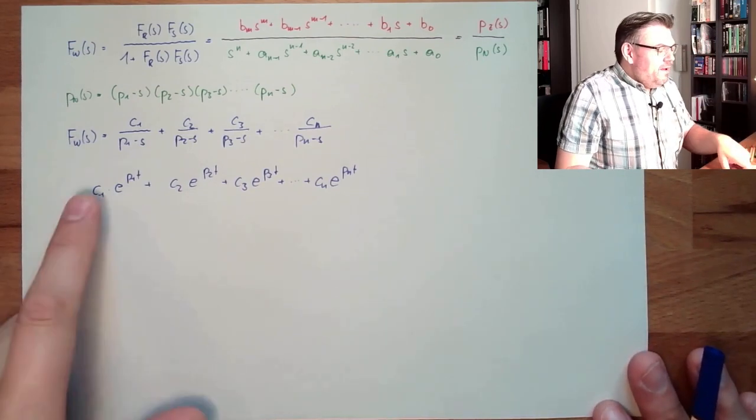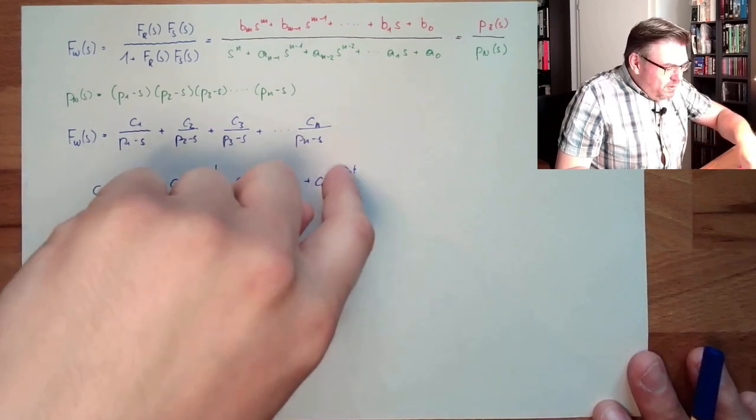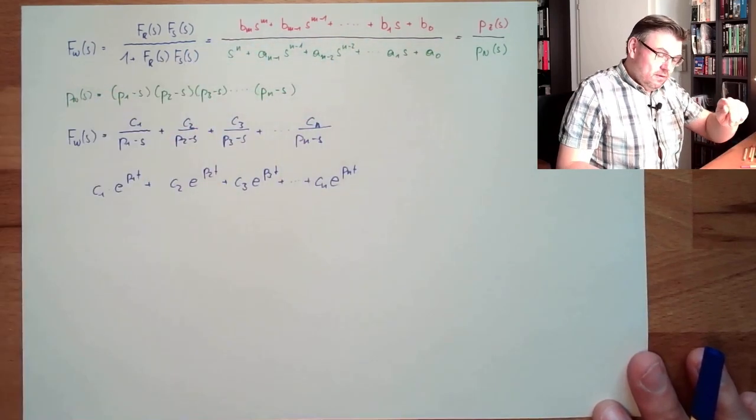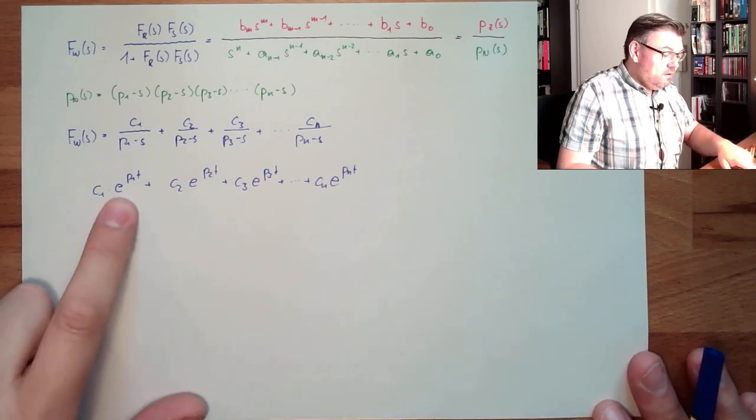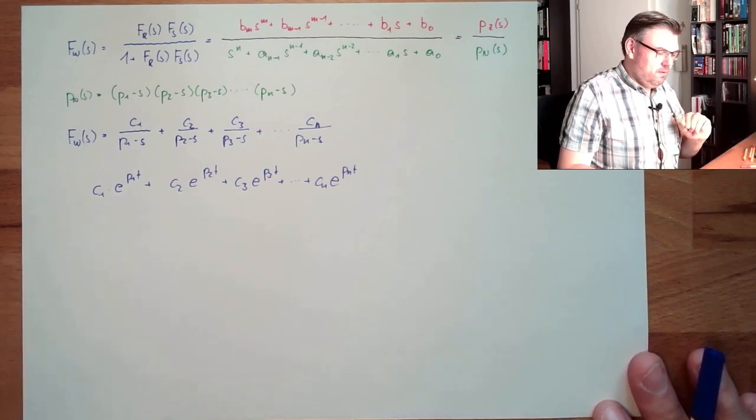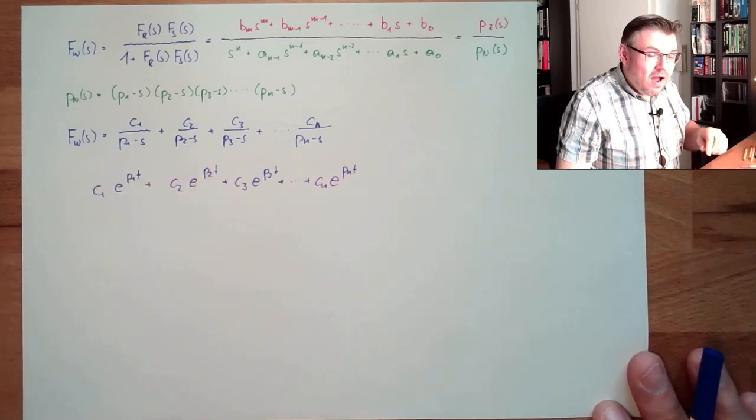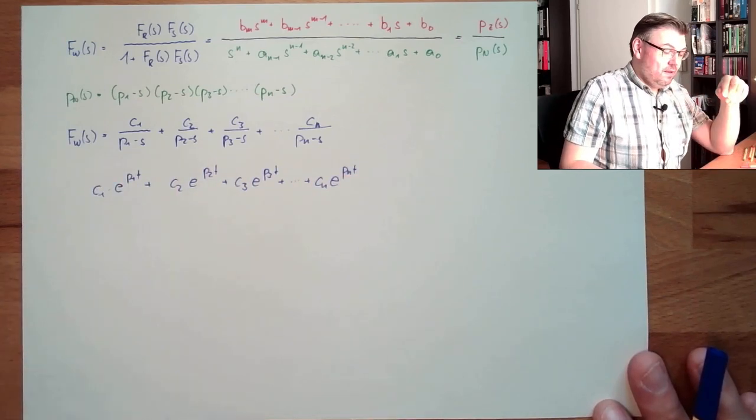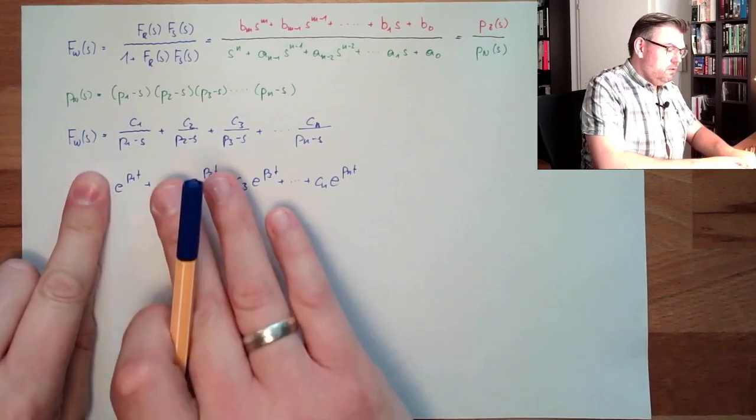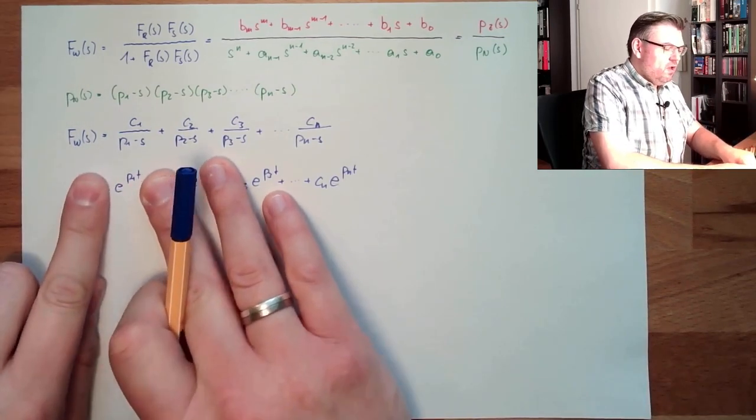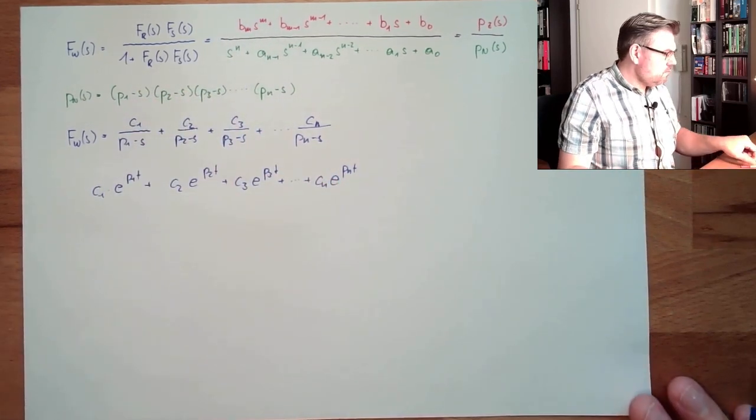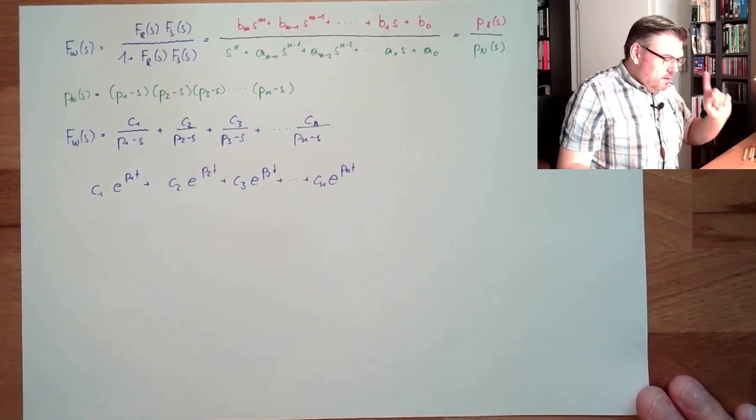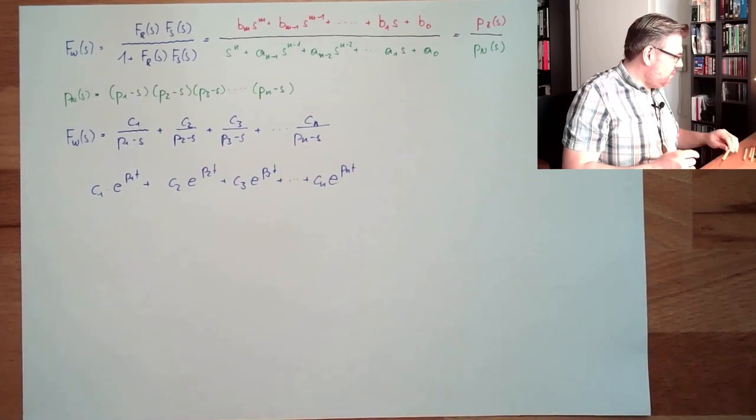So if one of these p's, the zero points of the denominator polynomial, is positive, the real part is positive, then it is unstable. If all of them are negative, if P1 is negative, then this will decrease over time, will get smaller. Okay. So this is the stability rule.